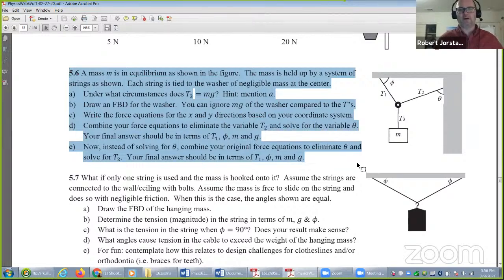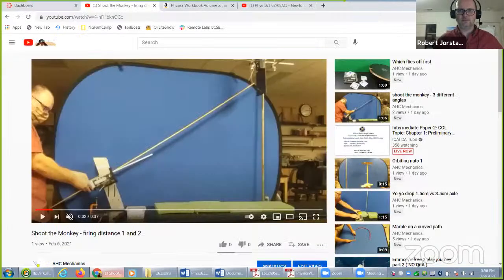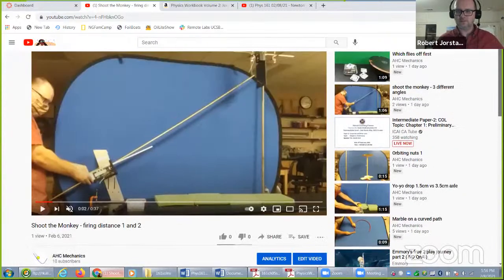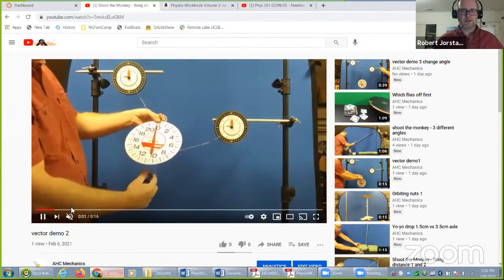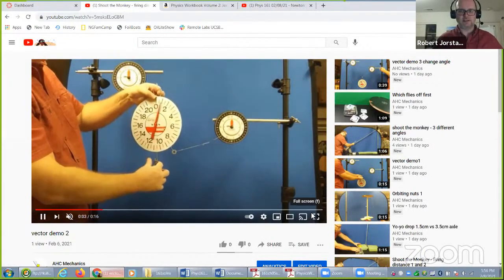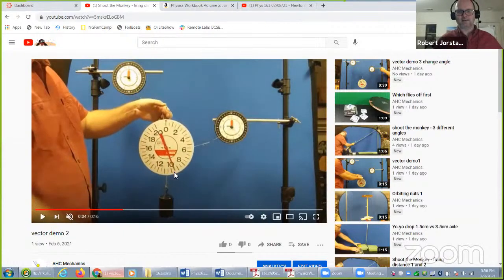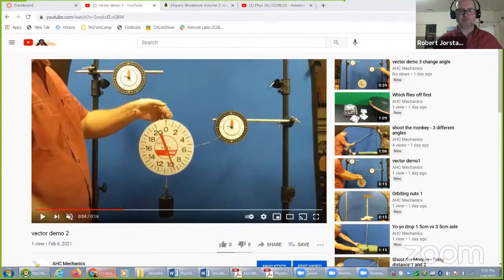So 5.6, we've got a mass in equilibrium, and it's shown in the figure. The mass is held up by a system of strings. If it helps, I wanted to just give you a visual on this. Let's go back to here, and let's go to this one. The idea right here, I don't know if you could see this, I just put a mass on there. That's a 1 kilogram mass. And the big picture here is, let me just play it.